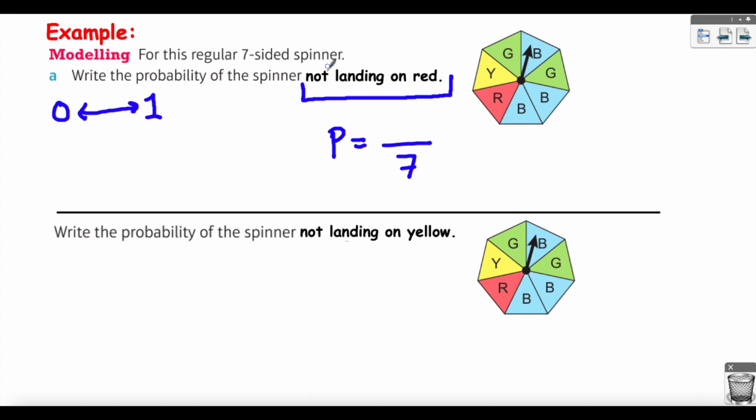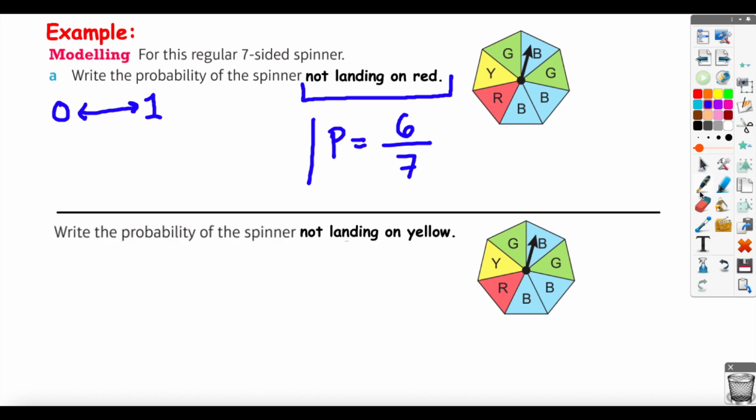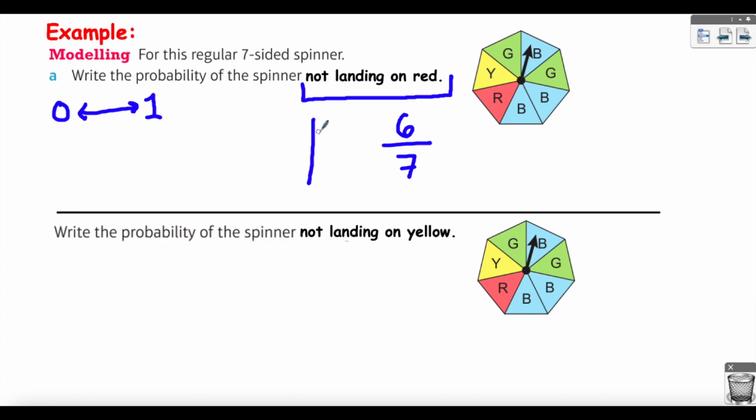The first thing we're thinking is, if it's not red, it could be anything but red. So what we would do is count all the rest up that are not red. So 1, 2, 3, 4, 5, 6. So the probability of not red would be 6 out of 7.